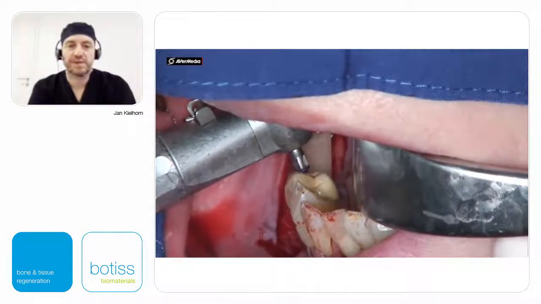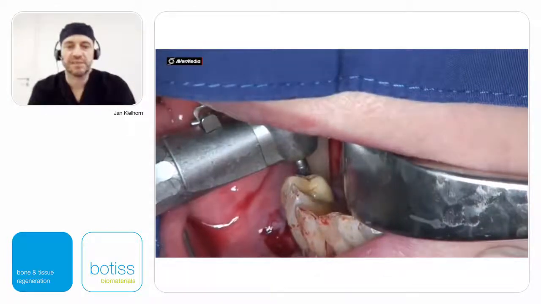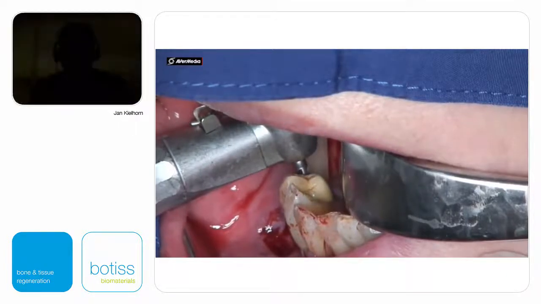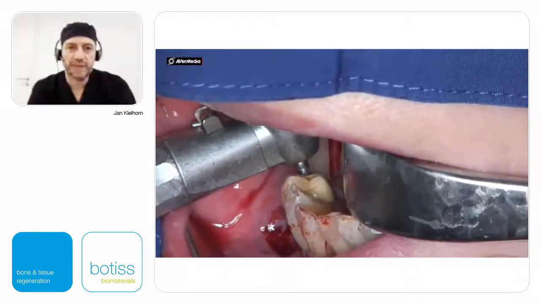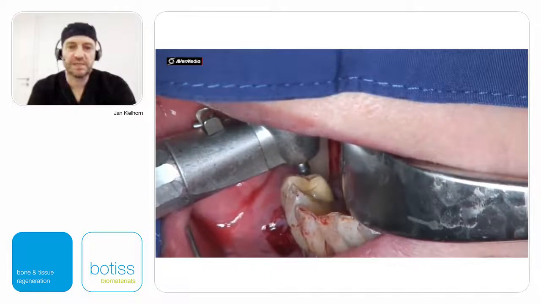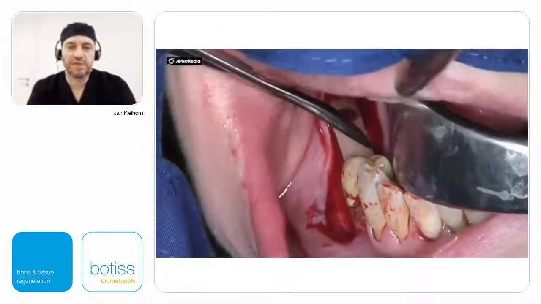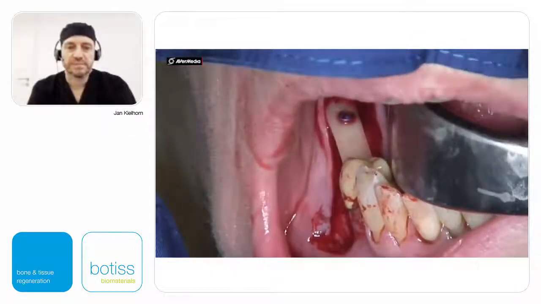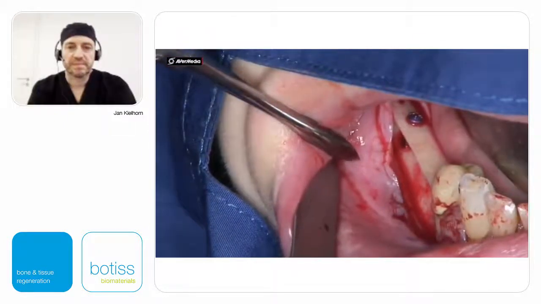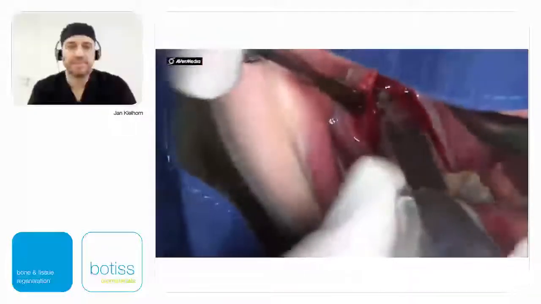In the posterior, we will need a small adapter for the screw, of course, because with a straight hand screwdriver, you would not be able in this region really to easily place that screw. So just make a vertical screw. And now it's very stable.